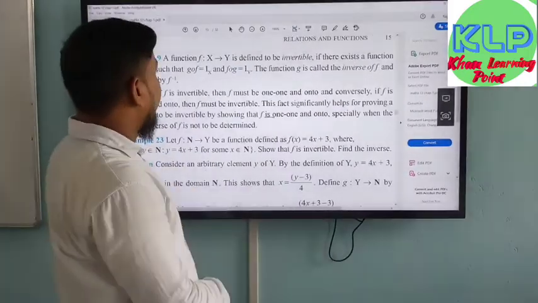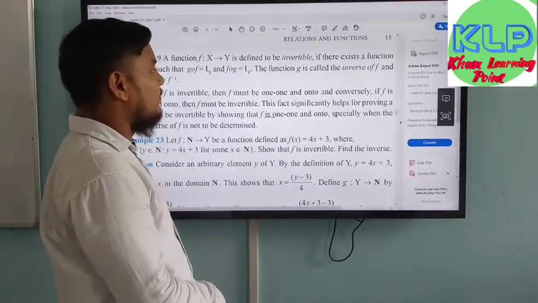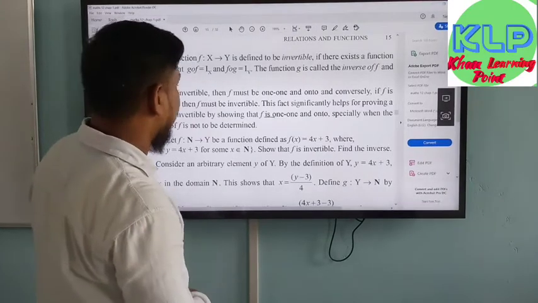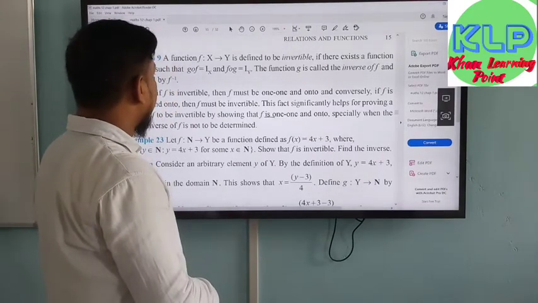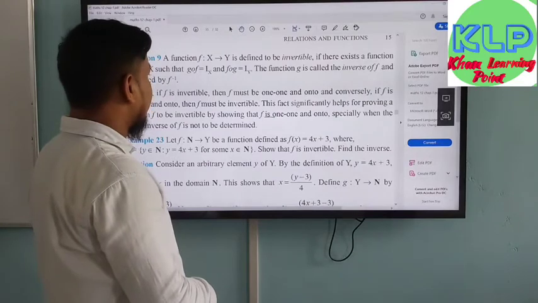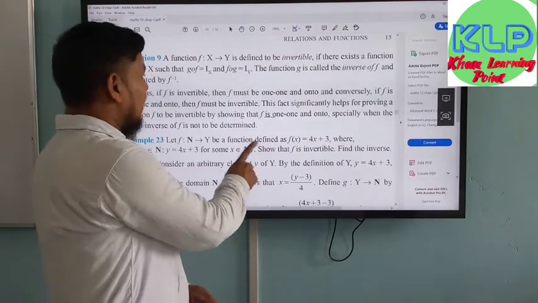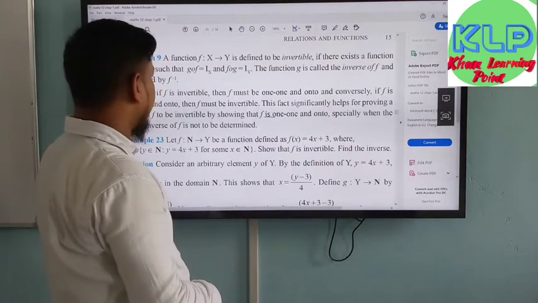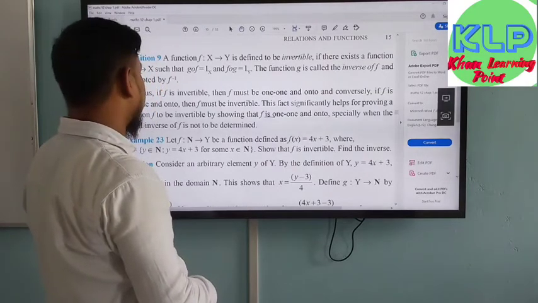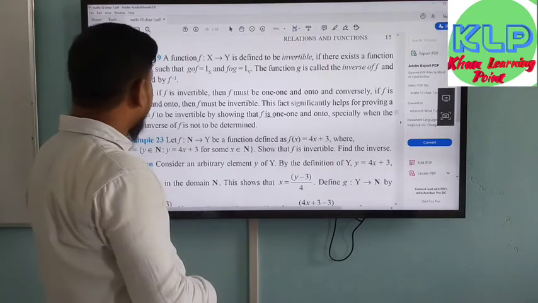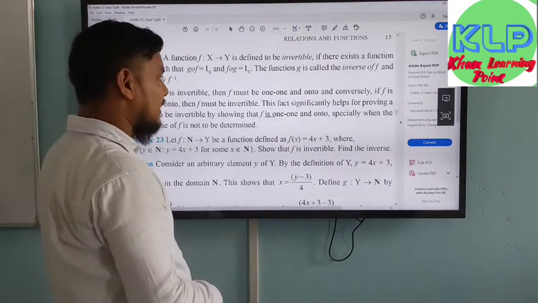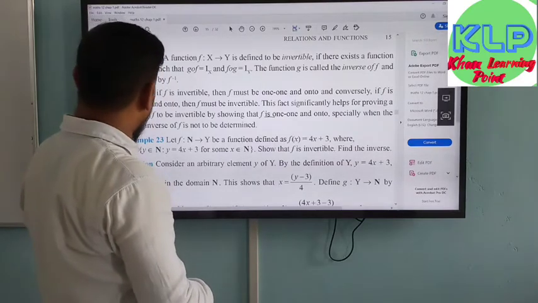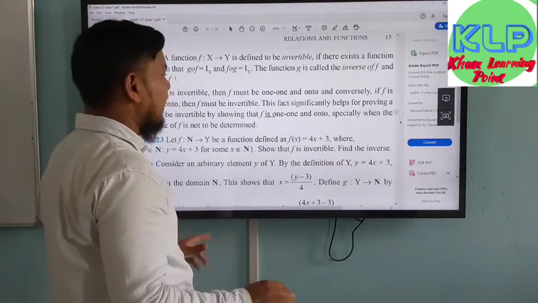A function f from X to Y is defined to be invertible if there exists a function g from Y to X such that gof is equal to I_X and fog is equal to I_Y. Here I_X and I_Y are the identity elements. The function g is called the inverse of f and is denoted by f inverse. Thus, if f is invertible, then f must be one-one and onto, and conversely, if f is one-one and onto, then f must be invertible.